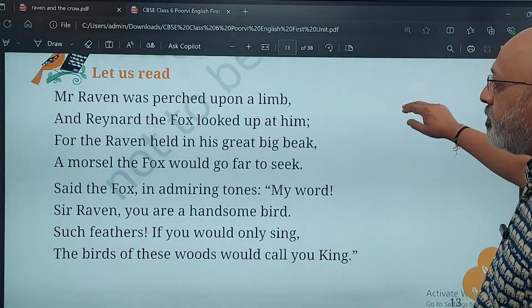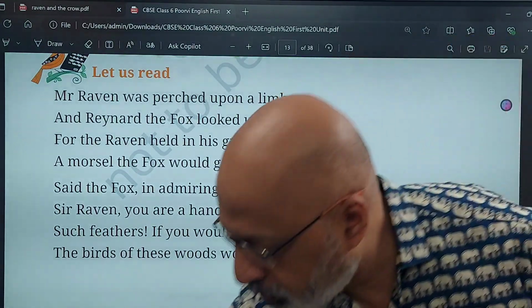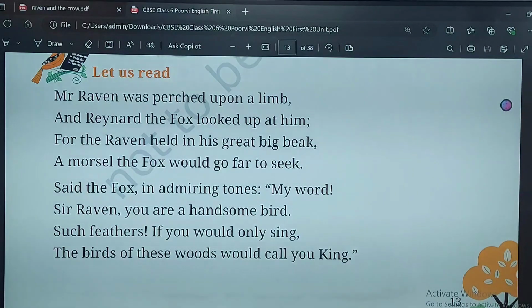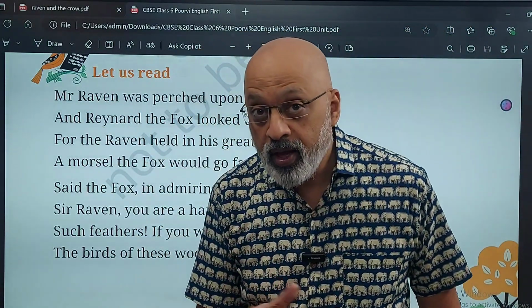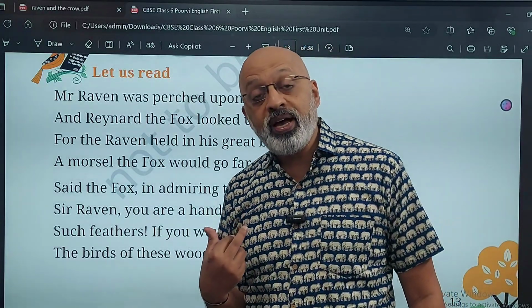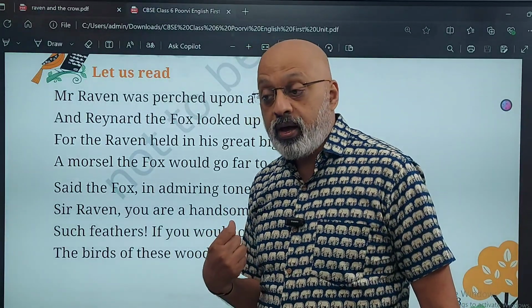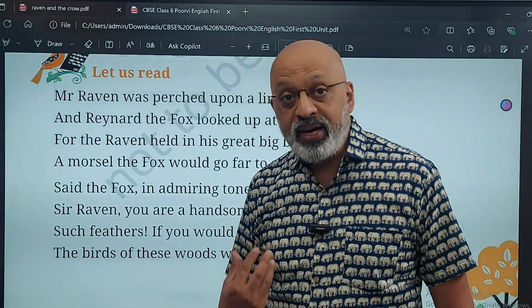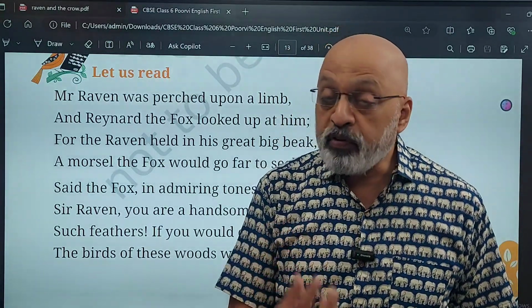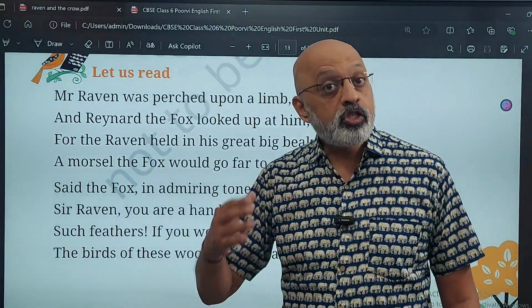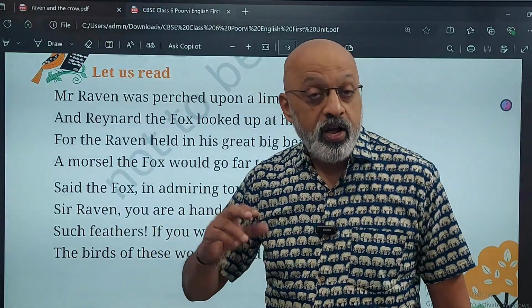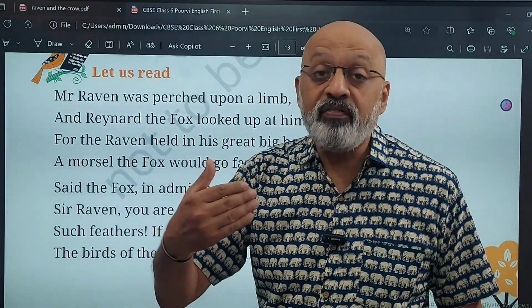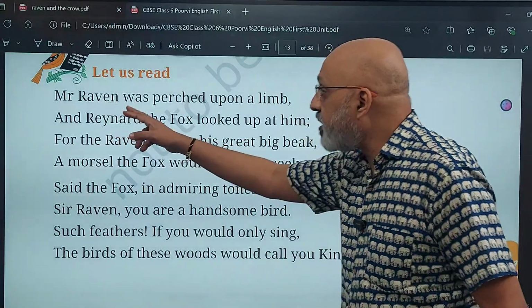So let's read. Mr. Raven was perched upon a limb, and Reynard the fox looked at him. So you see, Raven, fox का नाम दिया है Reynard. Raven का नाम नहीं दिया है, but the poet has decided to address him by the respectful prefix of Mr. Mr. So and so, Mr. Kishore, Mr. Modi, Mr. Shah, Mr. Gadkari, right? So it is a prefix which conveys what? Respect.